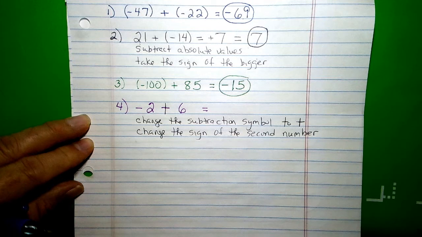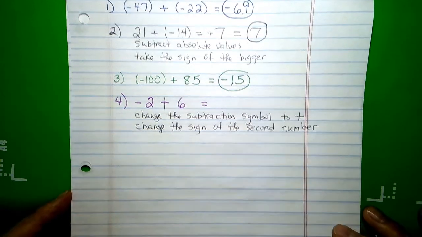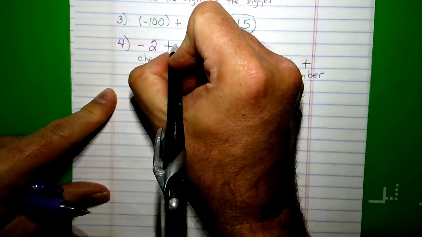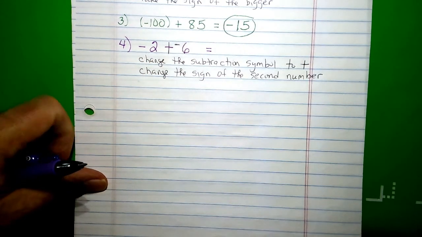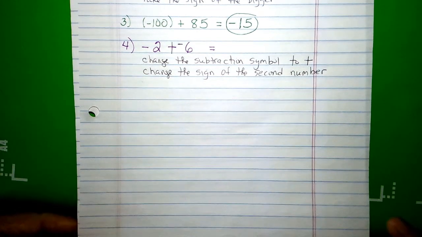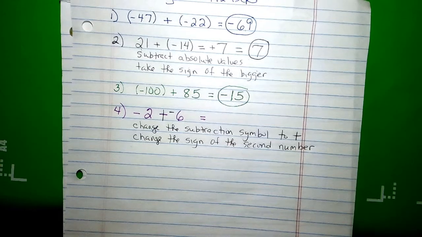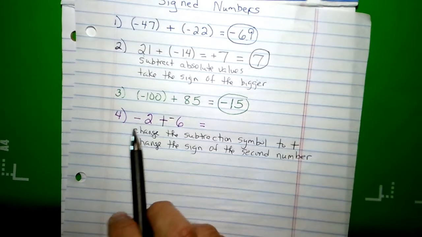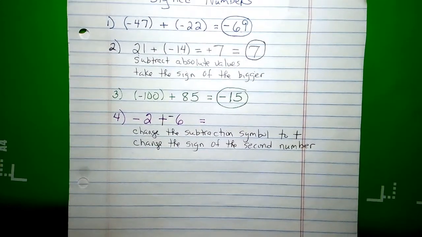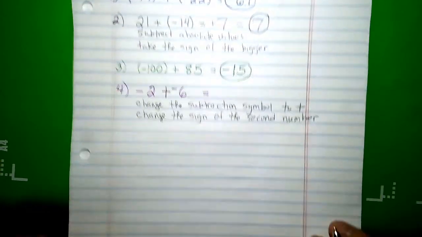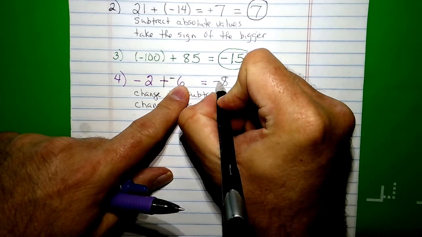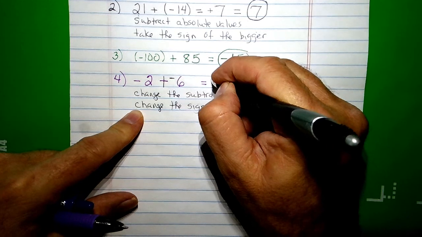Can y'all read my writing? I hope so. So I've changed the minus to a plus. Now I change the second number so that 6 becomes a negative 6. And what kind of problem do we have now? Well, it's an addition of two negatives. Negative 2 plus negative 6. How did we say we add two negatives? Well, you just add them up. Keep the negative.